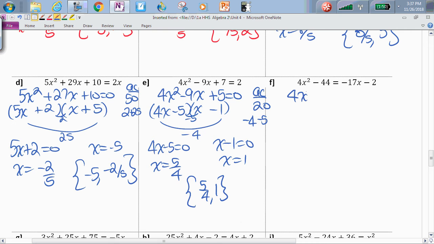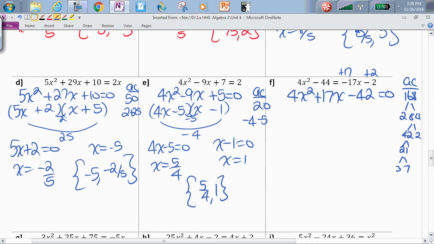Next, 4x squared plus 17x minus 42. AC is 168. So I do a bit of work here. I get 2 and 84, and then 42 and 2 and 21, and then 3 and 7. And actually 7, and what's left over is 2 times 2 is 4. What do we get left with here? 7 and 24.